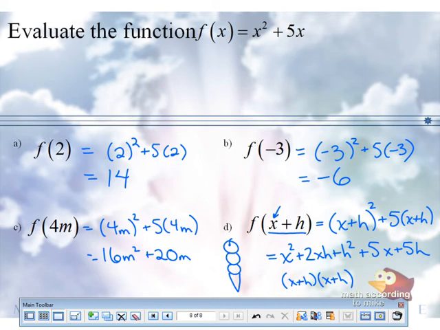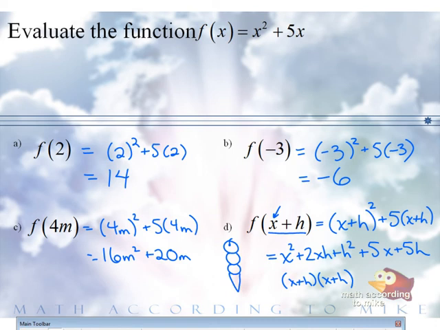So what would first give you if you FOILed? And what would outer give you? And what would inner give you? And last would give you h squared. Well, since multiplication is commutative, xh and hx are the same thing. So if you have xh plus xh, that would be 2xh.